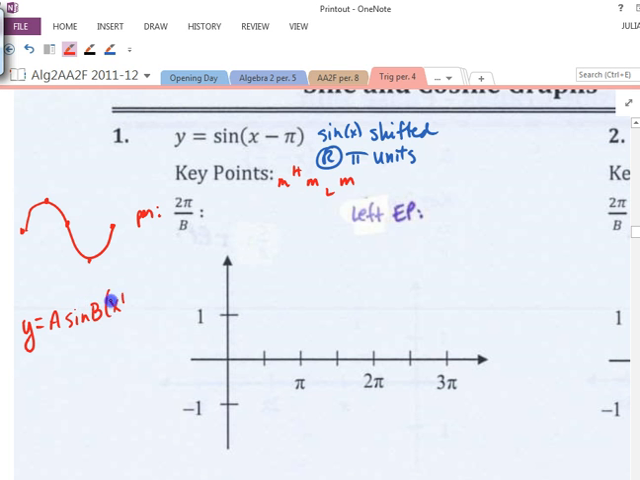It's 1. We got an A, a B, and a C. A is to the left of the sine, B is between the sine and the X, C is to the right. So B in this case is 1.